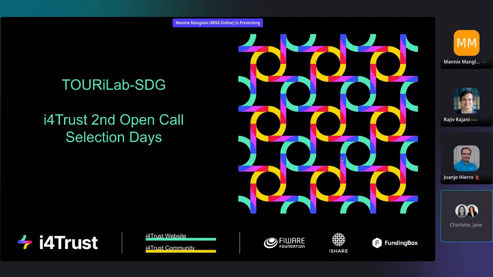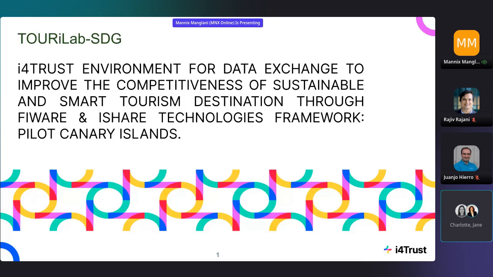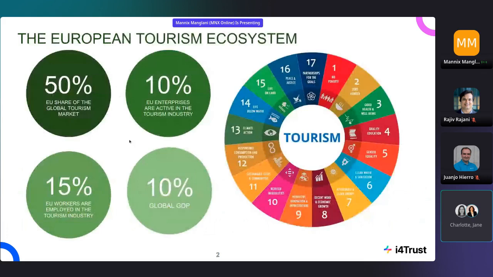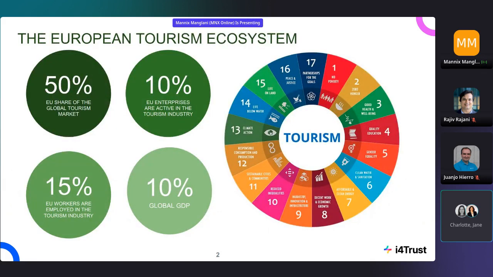Yes. Okay. So basically, our experiment is called True Lab. We are a consortia of 7 entities. One of them is the regional digital innovation hub here in the Canary Islands. As you know, the Canary Islands belong to Spain, and we are a very important tourism destination. Our experiment is regarding the exchange of data in a sustainable tourism environment. Tourism is one of the most important industries in the globe, and mainly in the Canary Islands. So that's our focus.